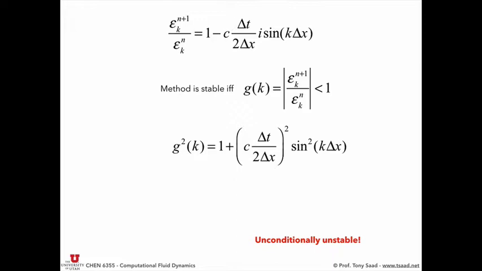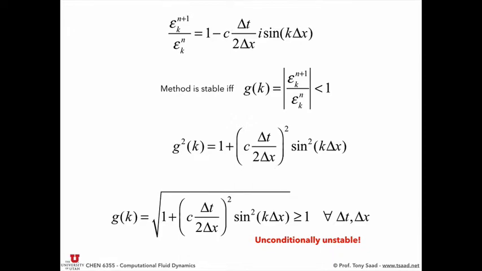And you can immediately tell that G squared is greater than or equal to 1, because sine squared is bounded between 0 and 1. At best case, this is equal to 1. Worst case is greater than 1. So really, G is the square root of this quantity, which is greater than or equal to 1 for any delta t or delta x. So that's why that scheme was unstable. We call this unconditionally unstable. There's no condition for which this scheme is stable.